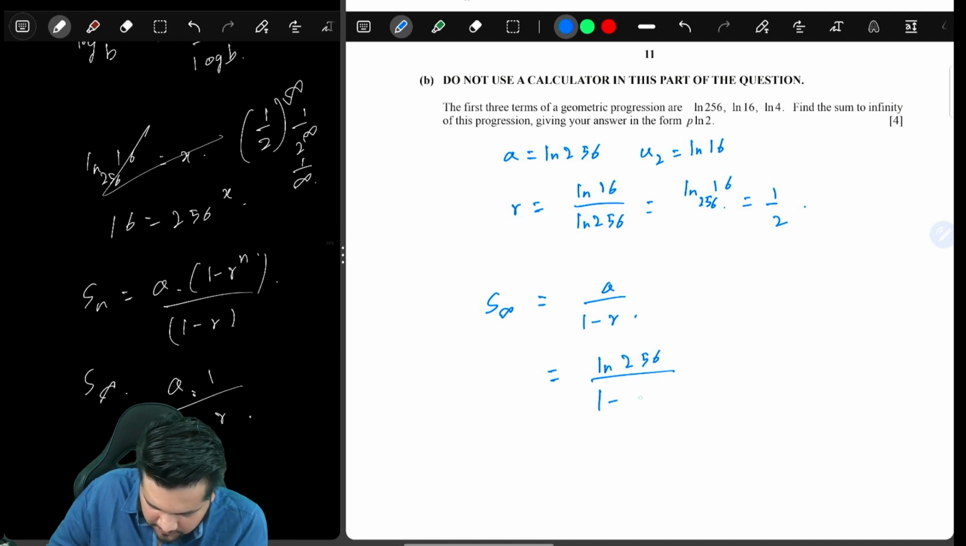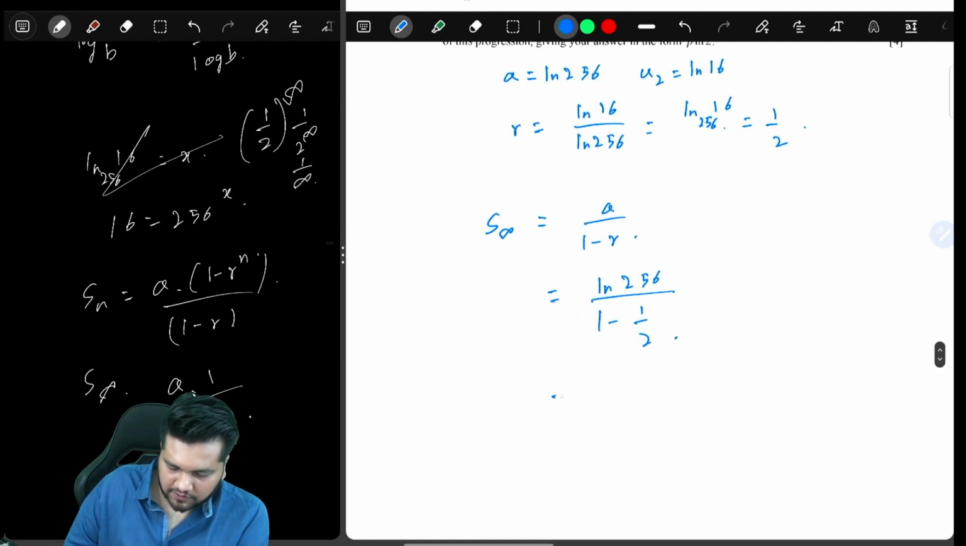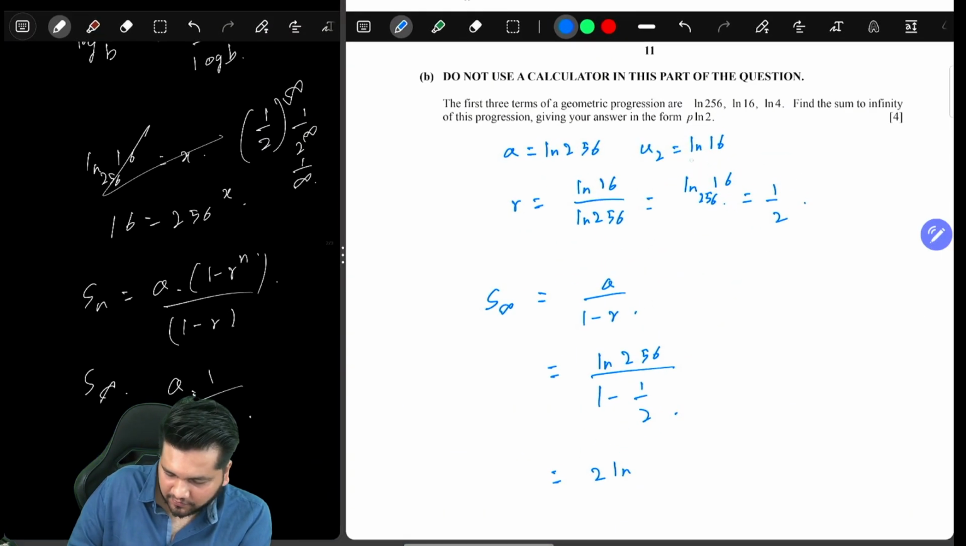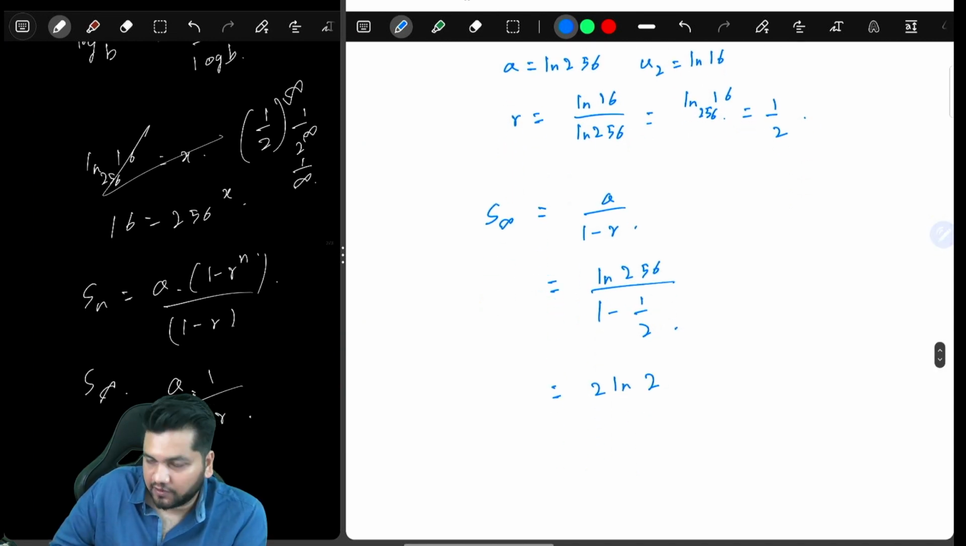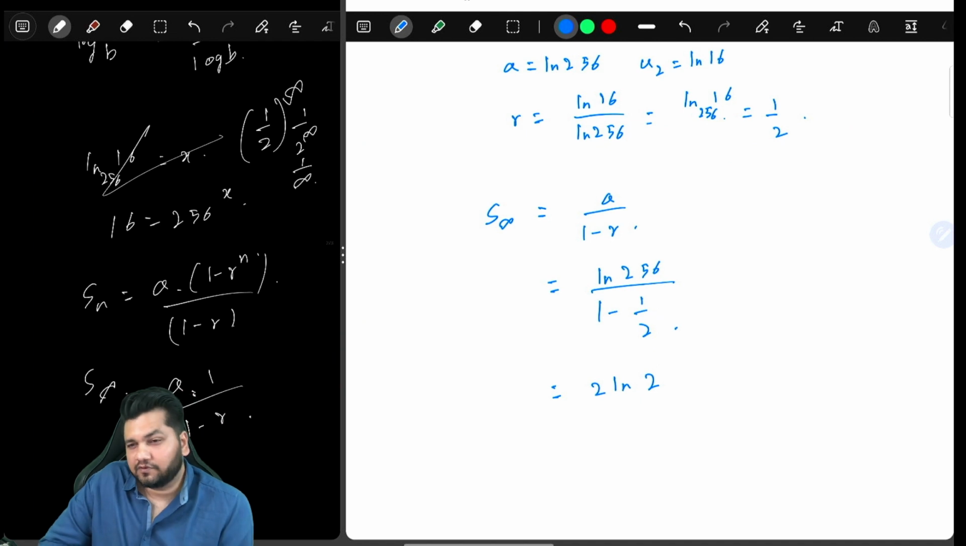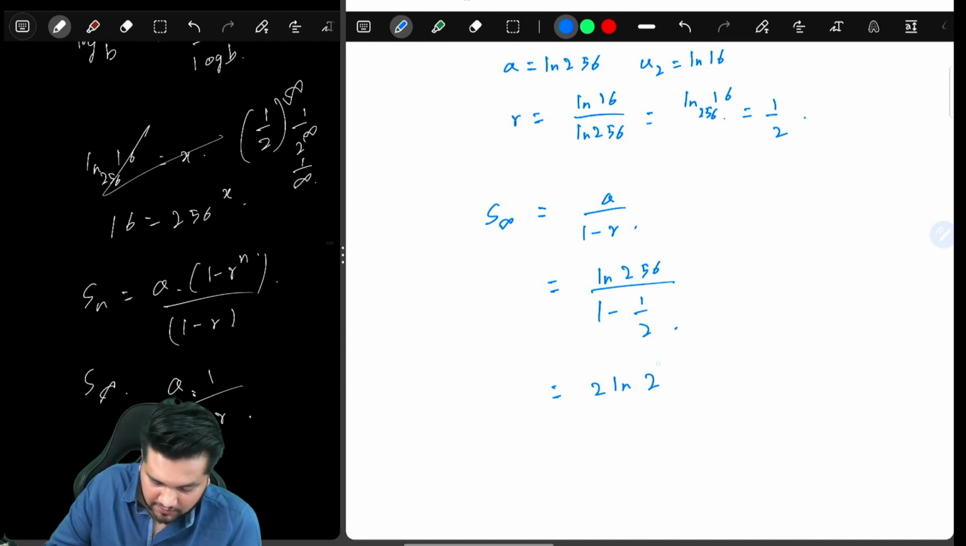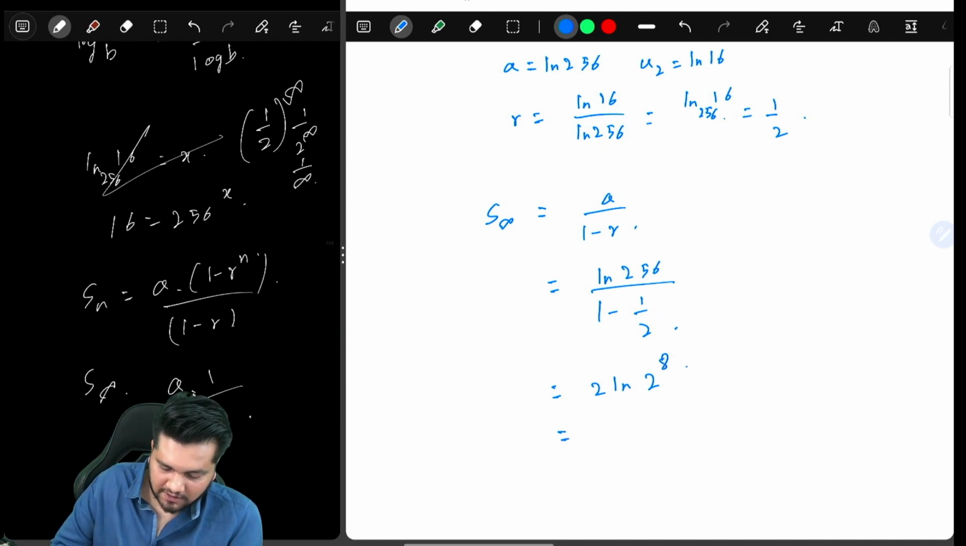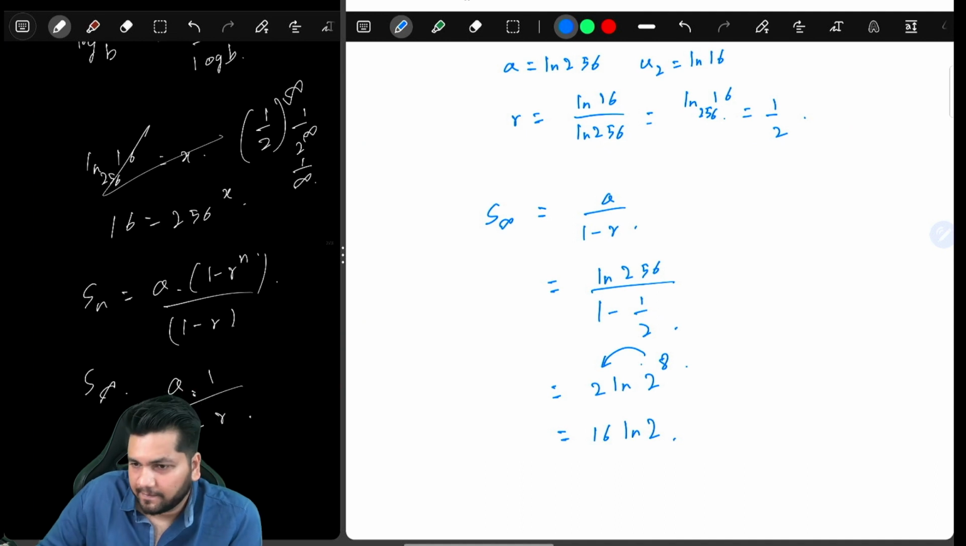1 minus the common ratio 1 by 2. So this is going to be 1 minus 1 by 2, which is half. So 2 will go up, so 2 ln 256. Now they are asking you to write it in the form of P ln 2. So obviously we can write 256 as 2 to the power of how much? 2 to the power of 10 is 1024, 9 is 512, 8 would be 256. And the 8 will bring it down, again one of the log properties, which is going to be 16 ln 2. That's going to be the answer.